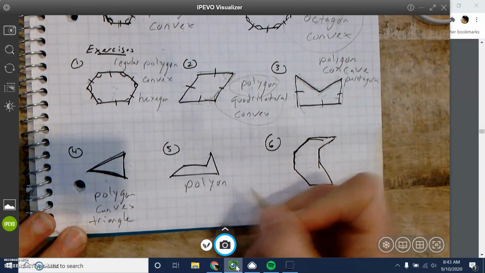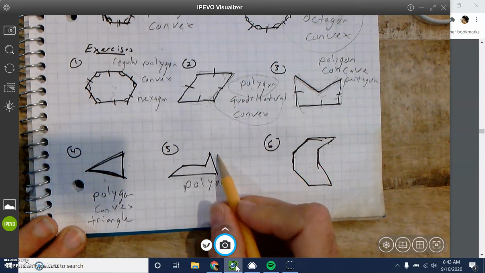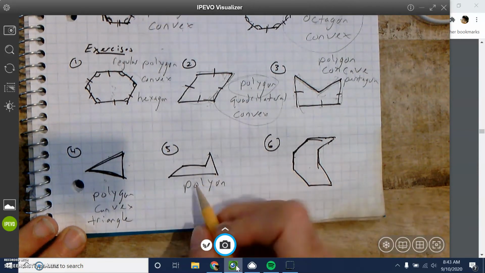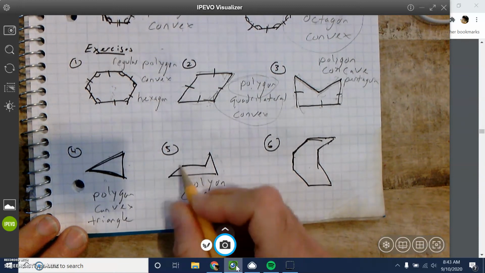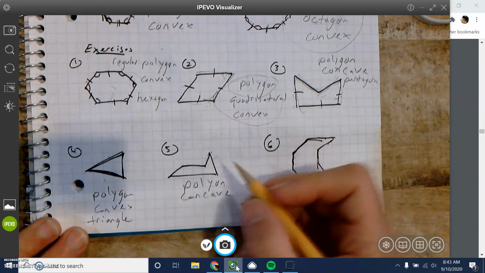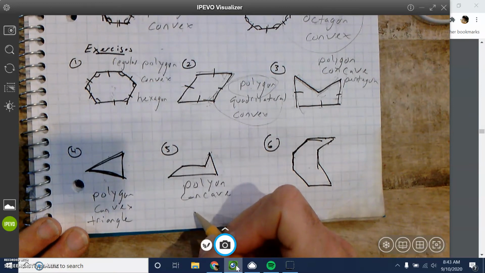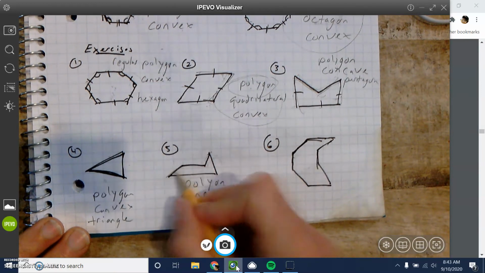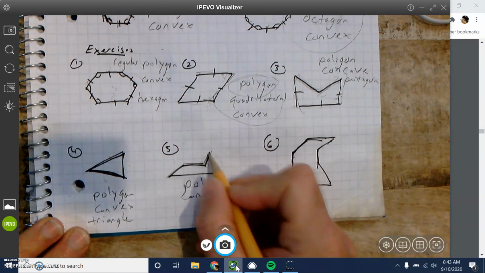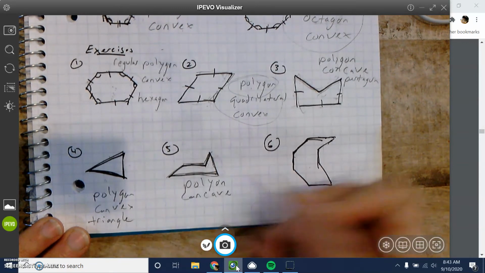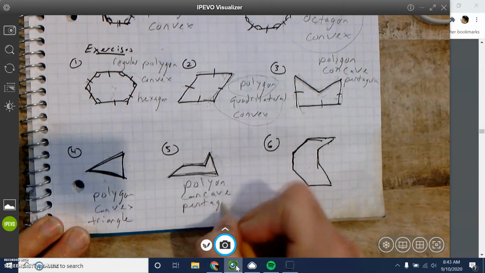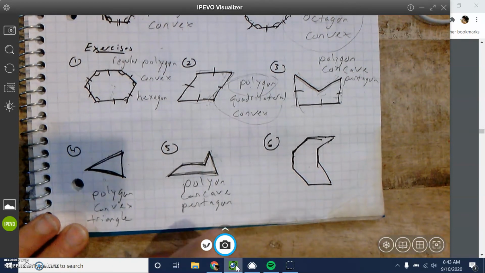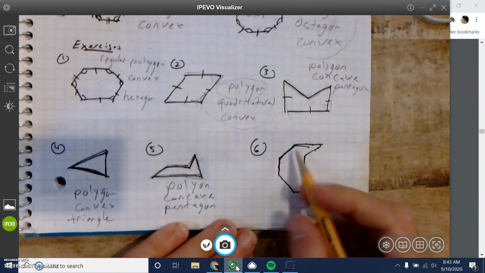Polygon. Obviously, all the sides are straight. It's closed. That's what I'm thinking. It is concave because I see it's caved in a little bit. All right, last thing, I classify it by its sides. 1, 2, 3, 4, 5 sides. What do we call that? Pentagon. Got it. All right, number 6.